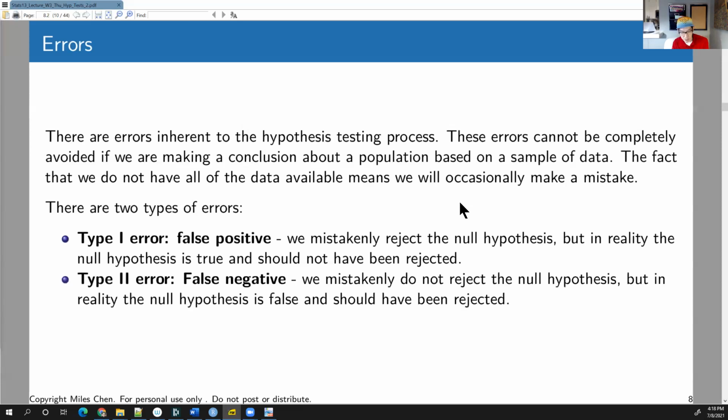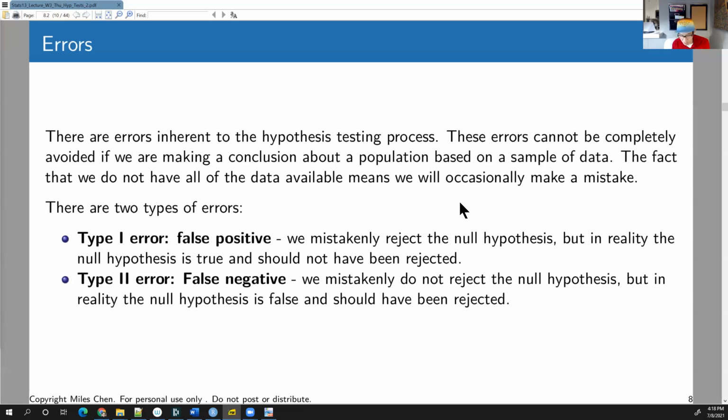Okay. The type 2 error is kind of the flip side. It's the false negative. You do not reject the null hypothesis. So you observe some kind of difference, you do your calculations, and you say, oh, the probability of getting this difference isn't that low, so I am not going to reject the null hypothesis. But in reality, the null hypothesis actually is false, and you should have rejected it.